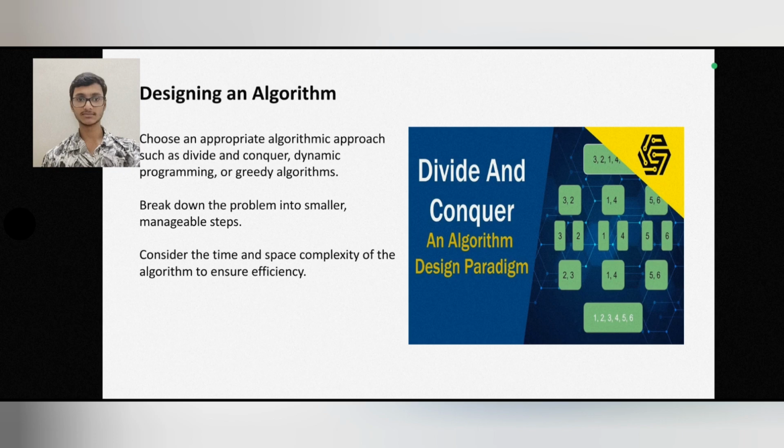Designing an algorithm. Choose an appropriate algorithmic approach such as divide and conquer, dynamic programming, or greedy algorithms. Break down the problem into smaller manageable steps. Consider the time and space complexity of the algorithm to ensure efficiency. Actually, an algorithm is nothing but a step-by-step process. Before going into the actual program, you need to create an algorithm that makes you understand what exactly the program is.